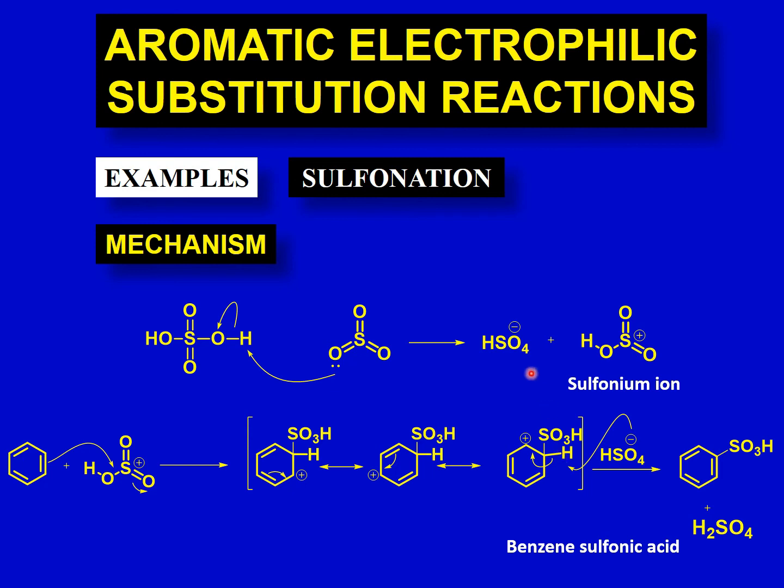Finally, the bisulfate anion that was produced in the first step abstracts this proton and restores aromaticity inside the ring. Benzene sulfonic acid is then released as the final product. You can see here that sulfuric acid is regenerated at the end, which means that it again acts as a catalyst just for activating sulfur trioxide, and finally then it acts as a sulfonium ion or as an electrophile in this aromatic electrophilic substitution reaction.